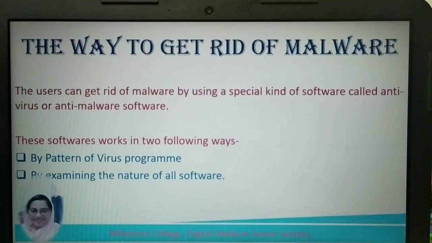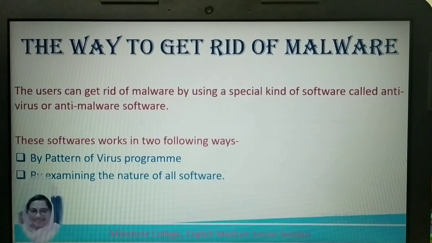So how to get rid of computer virus or other malware? The users can get rid of malware by using a special kind of software, that is anti-malware or antivirus software. There are a huge number of types of anti-malware and antivirus software. We will see them after a few minutes. Before that, I want to discuss how the software actually works.